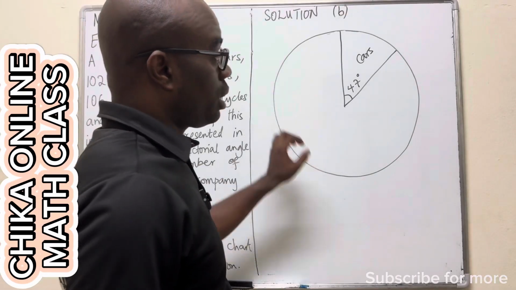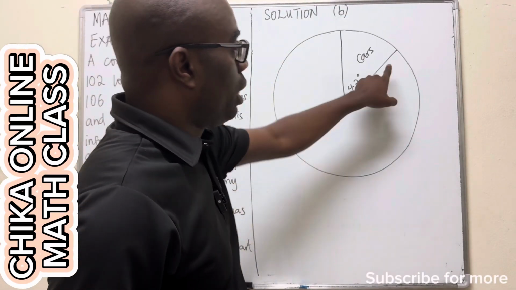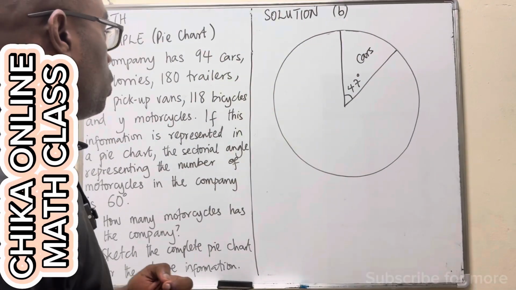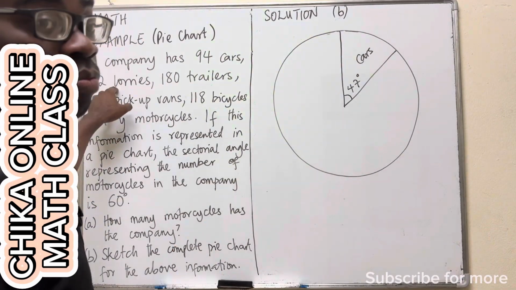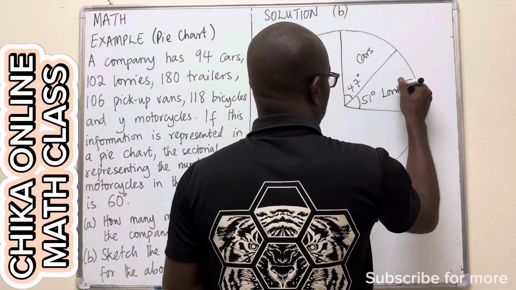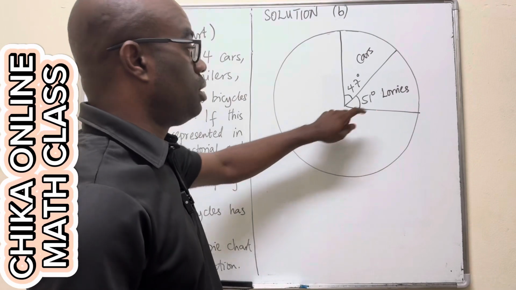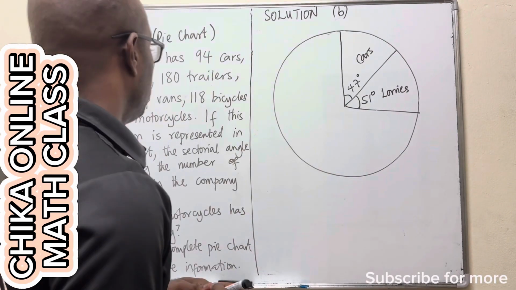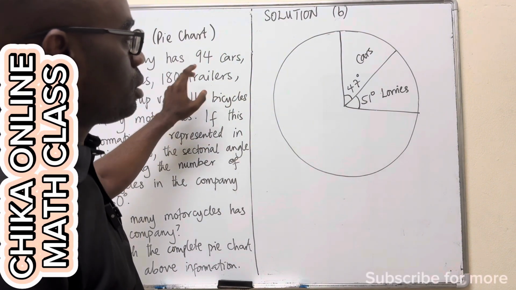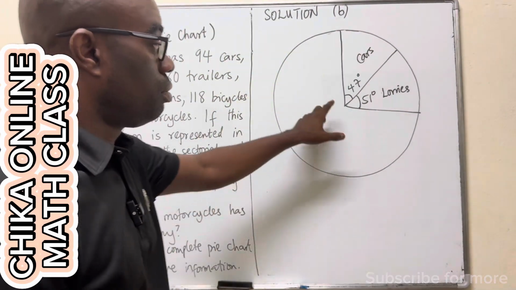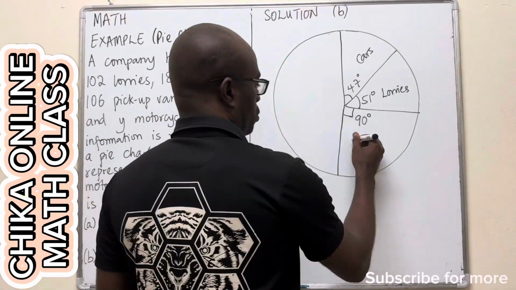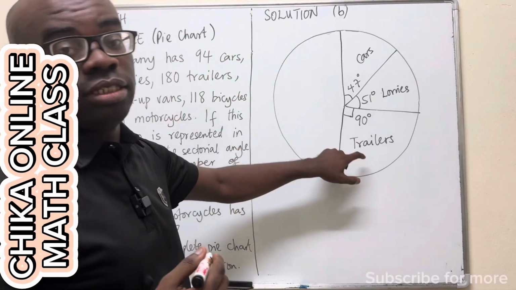So I will sketch my circle, then mark out 47 degrees for cars, because the angle for cars is 47 degrees. Okay. So next, I will mark out the angle for lorries, continuing from here. So this is 51 degrees for lorries. Okay. So next, I will mark out the angle for trailers. The trailers angle is 90 degrees. So I will measure out 90 degrees, continuing from here. So this is angle 90 degrees for trailers.